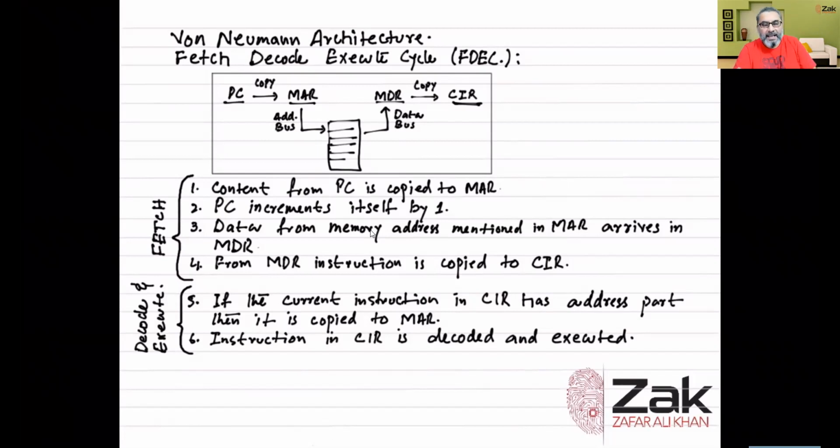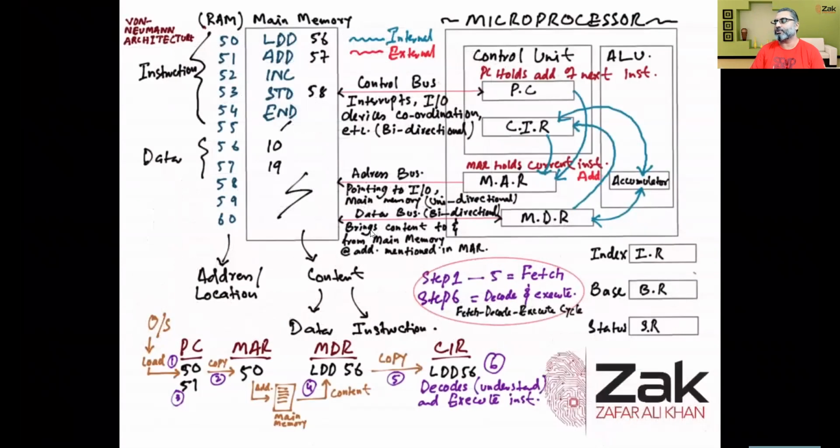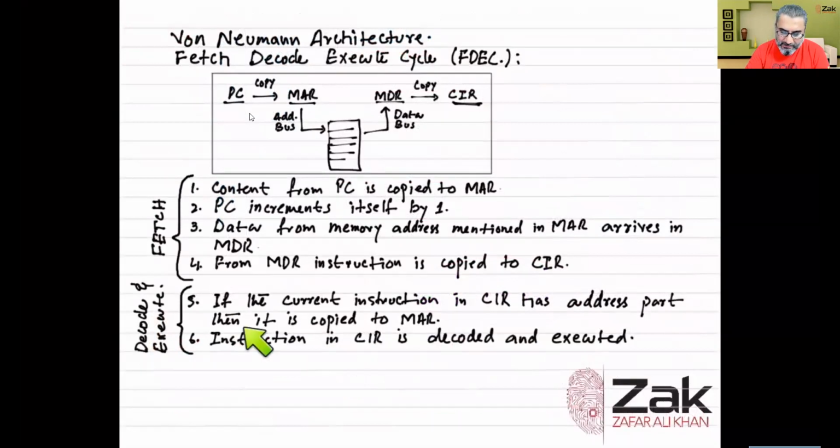So if the instruction that has arrived in CIR has an address part in it, if you would have noticed, there are two types of instructions that I showed, one that has an address in it, like these three, and one that has no address in it. So there's no address in here, there's no address in here. If the instruction in CIR has the address part in it, then it is copied to MAR so that the data from that address could be fetched.